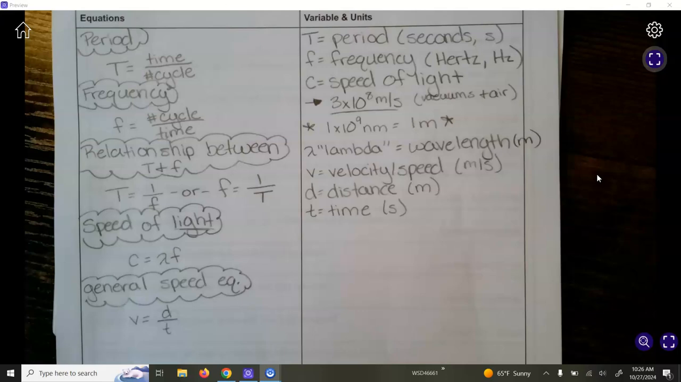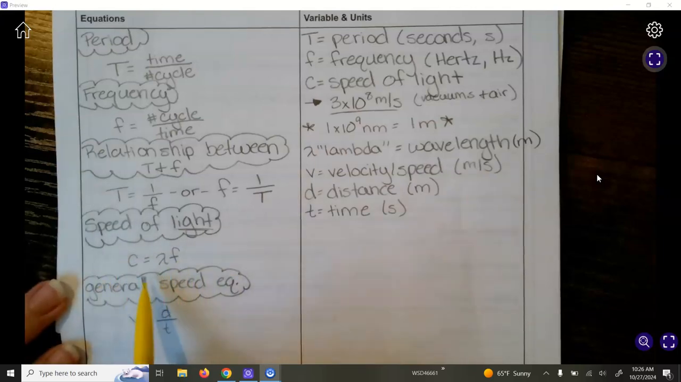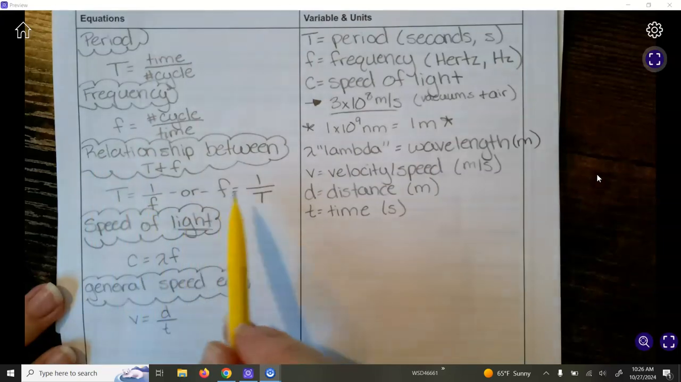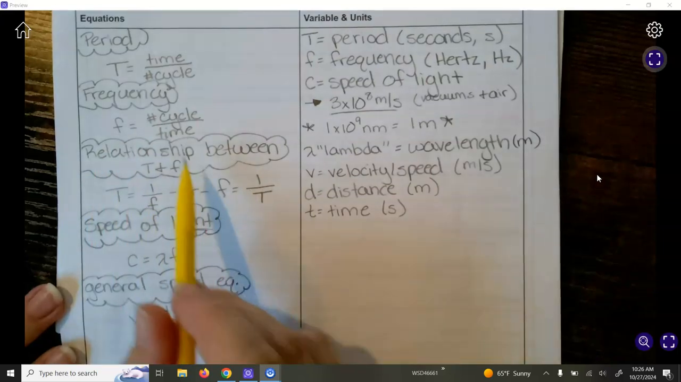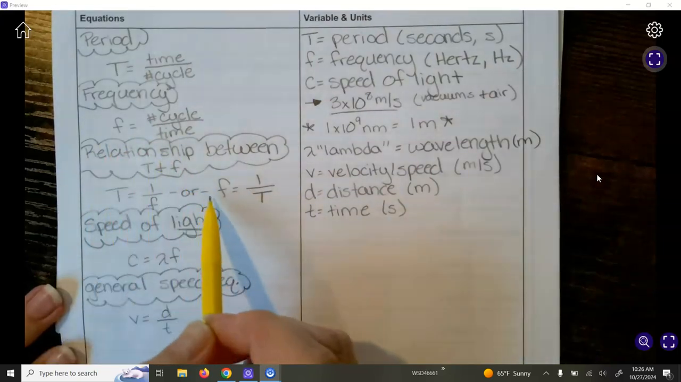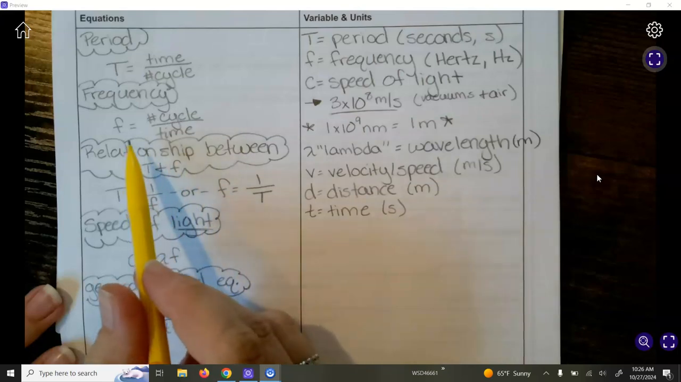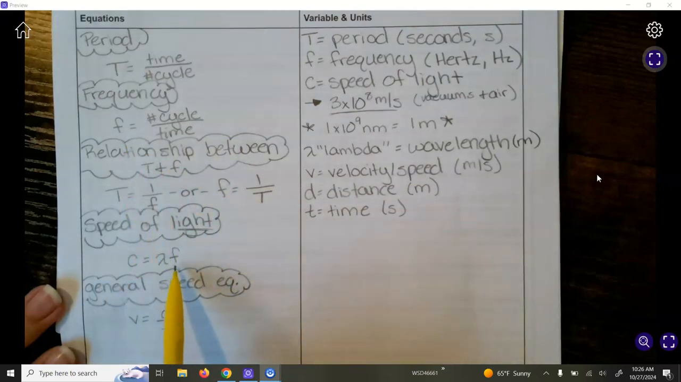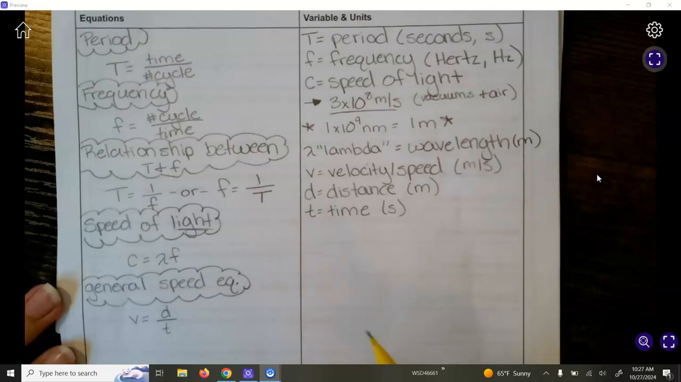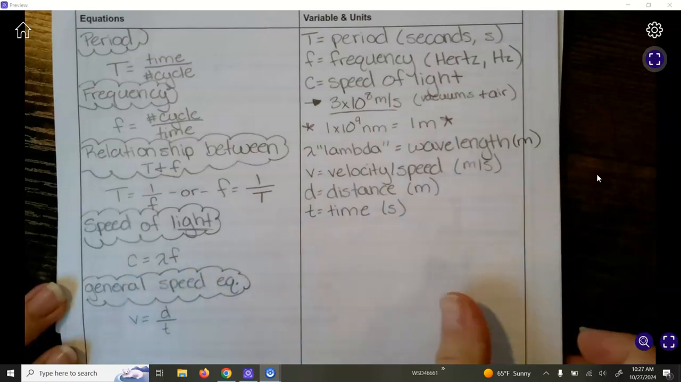Well, if you look at the packet, there's only one equation with that variable in it, and it is the speed of light equation. C equals lambda times F. There's no way we can use any of these equations up above. Even though we are given frequency, it has nothing to do with frequency and period, okay? It's frequency with lambda and the speed of light. We can't use the general speed equation because we don't know distance and we don't know time. So we're going to be using the speed of light equation.